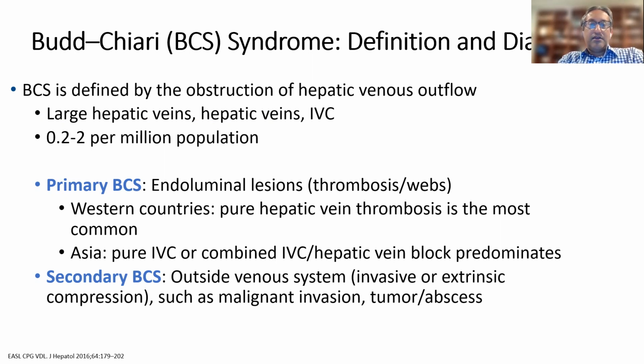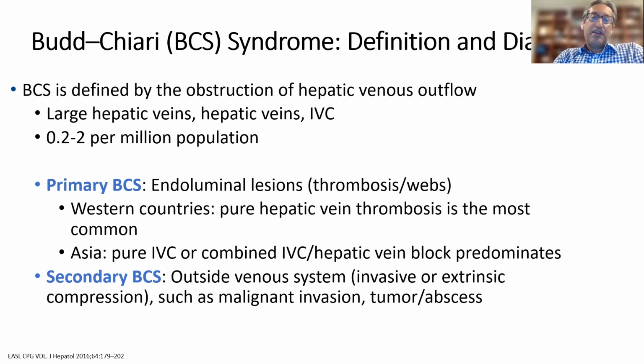In the Western world, we normally see pure hepatic vein thrombosis as the most common cause. In Asia, the cases that we have seen, heard or read about are pure IVC, or what we call a combined IVC and hepatic vein block. Although the demographics have been changing, and more hepatic vein thrombosis reports are now coming from Asia.